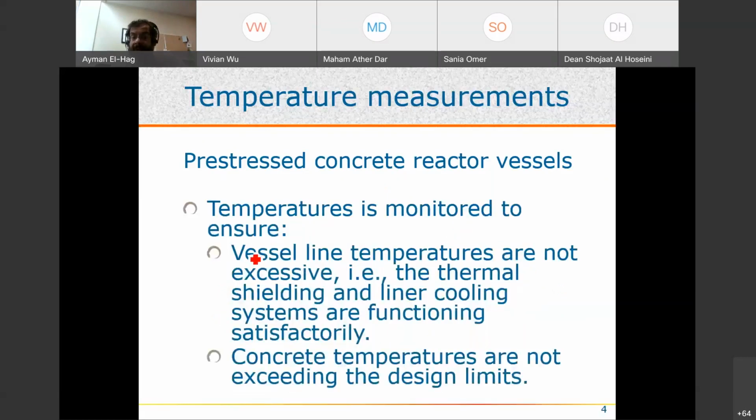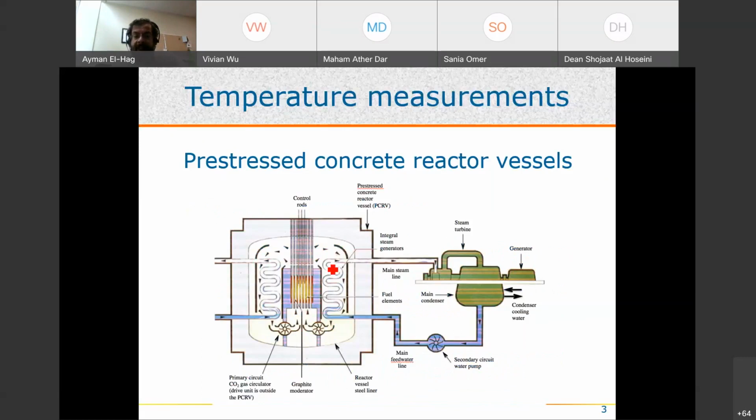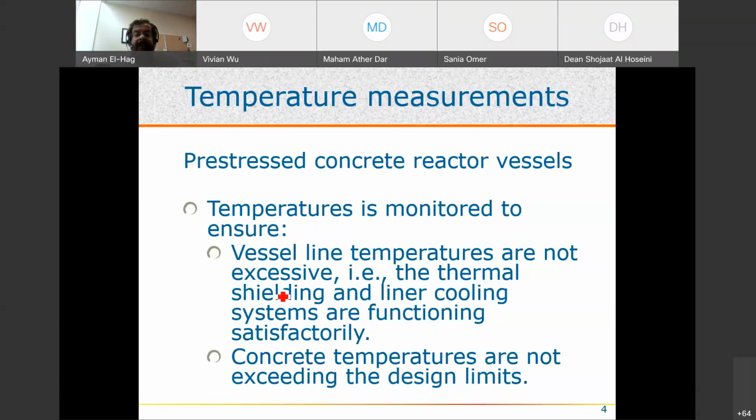Okay, so why do we need to do that? First, for the vessel that contains all the rods and all the reactions, we want to make sure that the vessel temperature is not high enough to cause any problem. There is a thermal shielding outside, and there is a cooling system, and we want to make sure that the cooling system is properly working. And how do you make sure that your cooling system is working? You have to monitor the temperature. And usually the temperature that you monitor is somehow connected with the cooling system to make it work or to stop it based on the temperature it senses.